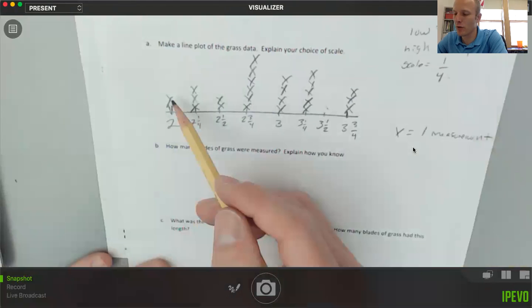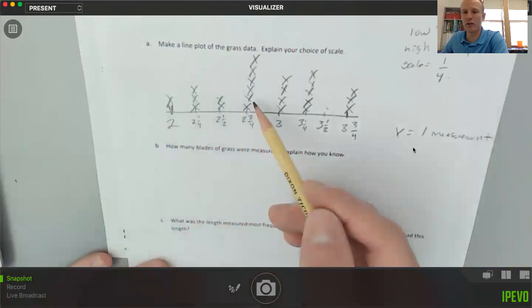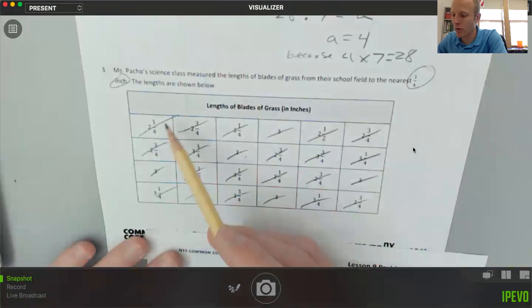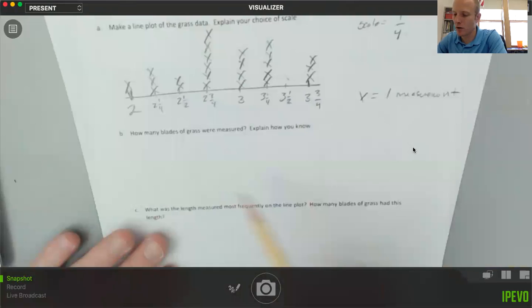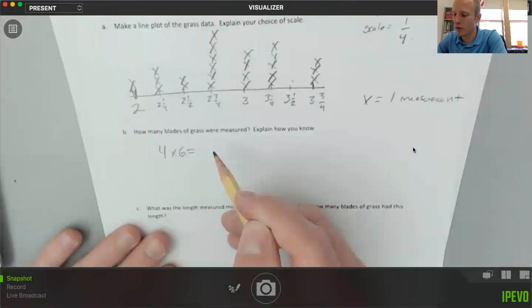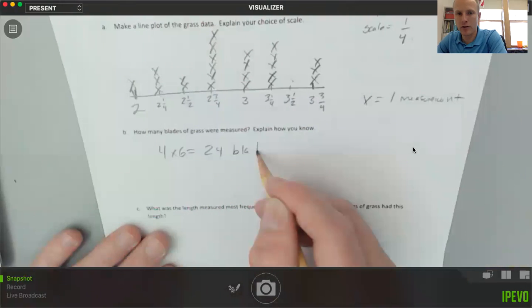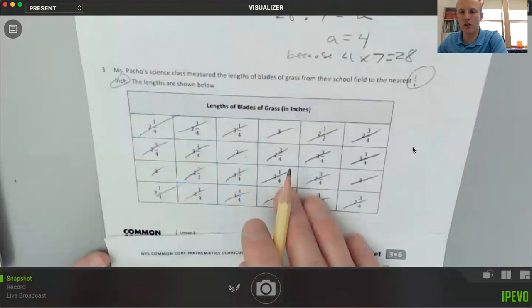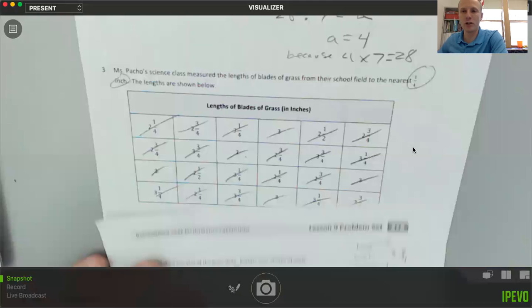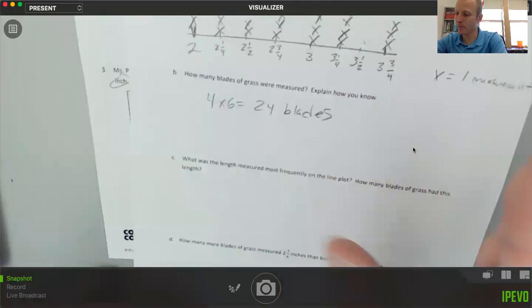So 1, 2, 3, 4, 5, 6, 7. You know what's even easier? 1, 2, 3, 4. 1, 2, 3, 4, 5, 6. 4 times 6 equals 24 blades. Because I know that all of these represent everything that was measured, and it's an array, 4 times 6, so I just do the multiplication there.